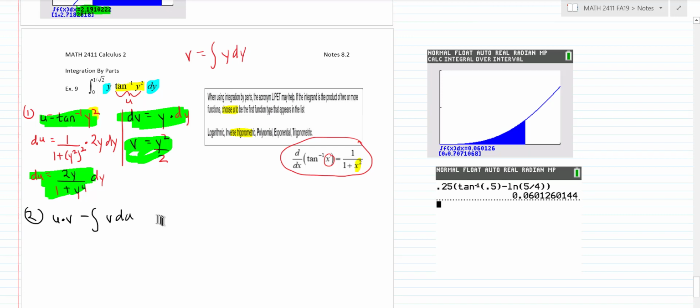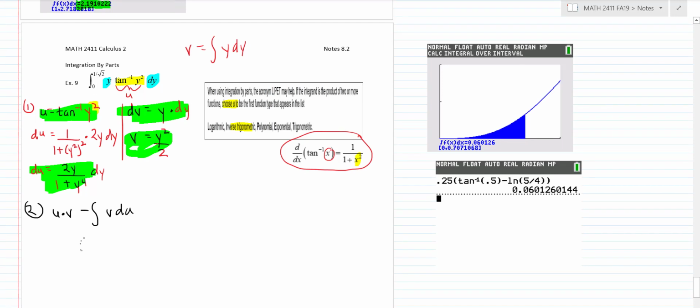Let's see what happens. Now this one's got, I think, a lot of arithmetic involved, but I don't think you have to do this one twice. So let's just put it in the formula and see where this leads us. So u times v we can write as 1/2 y squared times inverse tangent of y squared. And then minus the integral of v du. So v is 1/2 y squared, and du is this thing, 2y over 1 plus y to the fourth times dy.